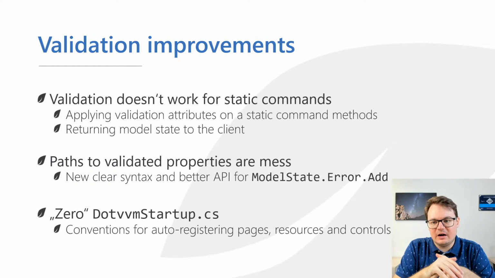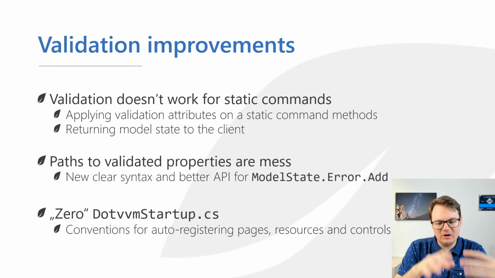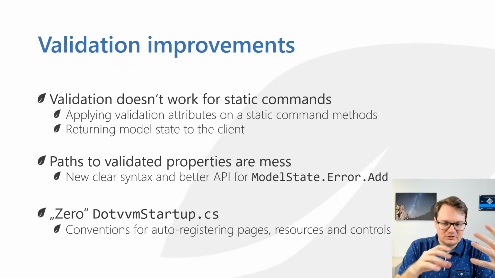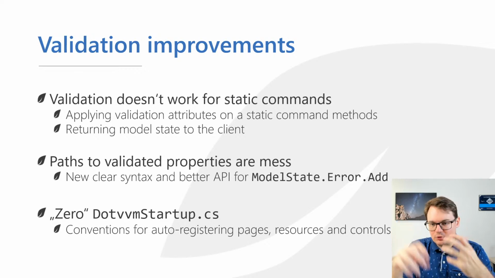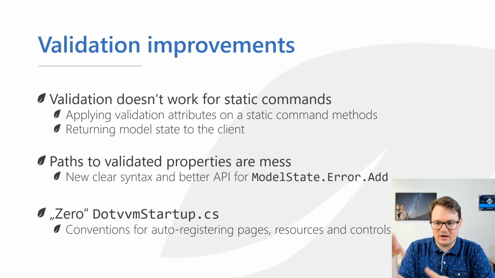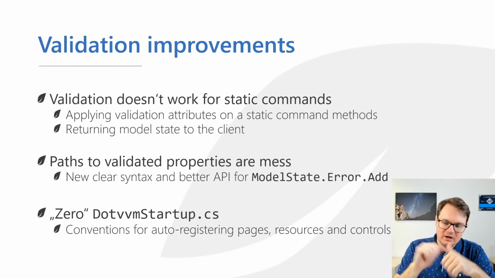And the last area we want to improve, and we have already started working on this, is validation, because it works well for commands, but it doesn't work very nicely for static commands. It's not very difficult to make it work for static commands if you know how DotVVM works, because you can just use some kind of action filter which would get the model state, run the arguments validation, and return the validation errors to the client. But still we want to make it work by default.